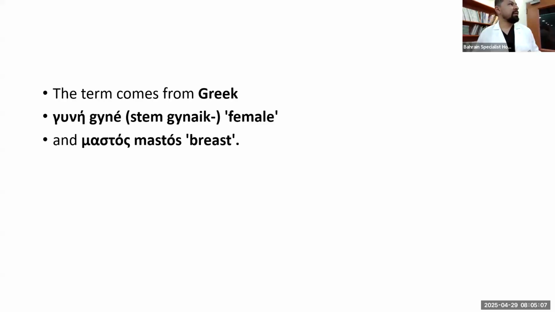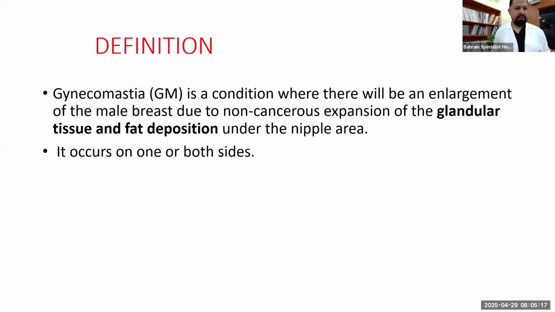As you know, gynec means female and mastos is breast. So it resembles a female breast. That's why it is called as gynecomastia. So gynecomastia is a condition where there will be an enlargement of male breast due to non-cancerous expansion of both glandular tissue and fat deposition under the nipple areola complex. It occurs on one or both sides.